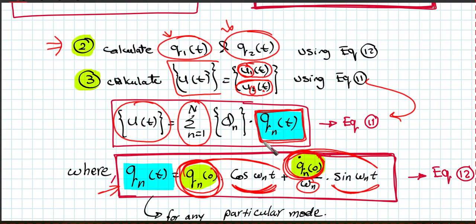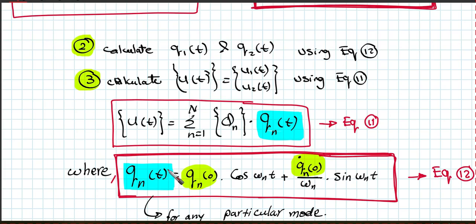We call this the modal coordinate. And this modal coordinate qn of t, we have already obtained it from step number 2. It is obtained from equation number 12. So we are going to have the contribution of every mode, and the contribution of the initial displacement vector and the initial velocity vector from within this qn of t. Then everything is going to be given for the final solution for us. Okay, so I hope that you understand.